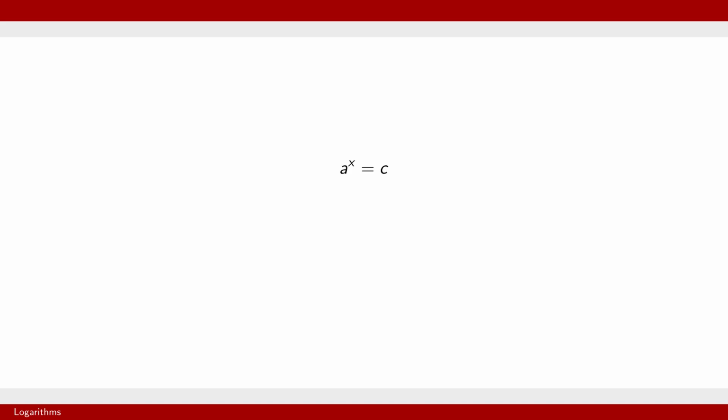In general, the solution of the equation a to the power of x equals c is called the logarithm of c to base a. Remember that the logarithm is the value of the exponent that you are looking for. Note that no value of x satisfies the equation a to the power of x equals 0.